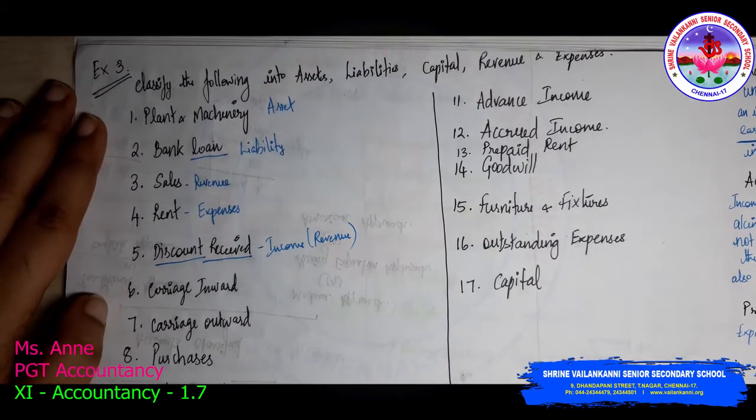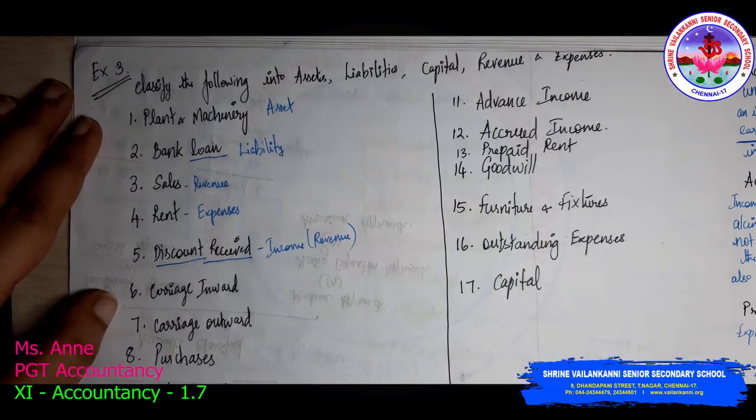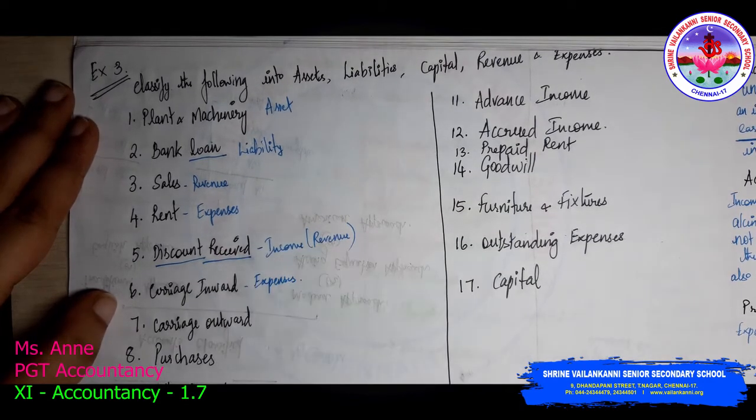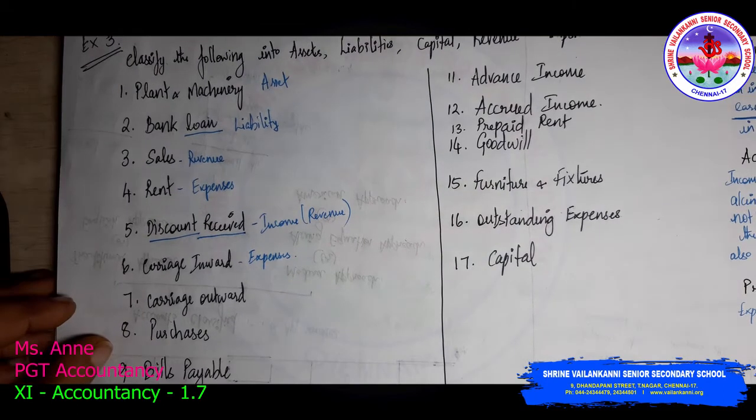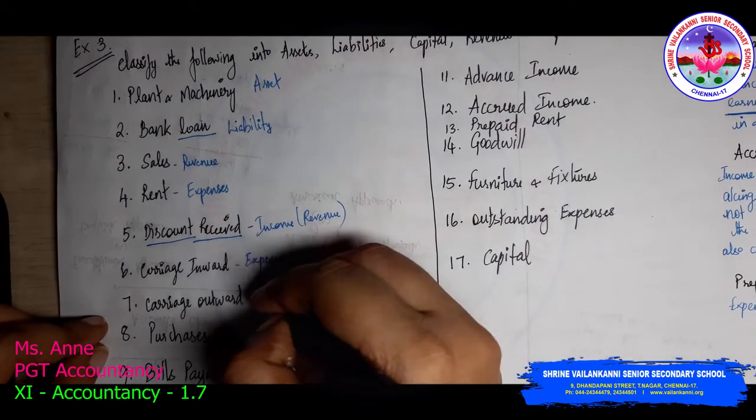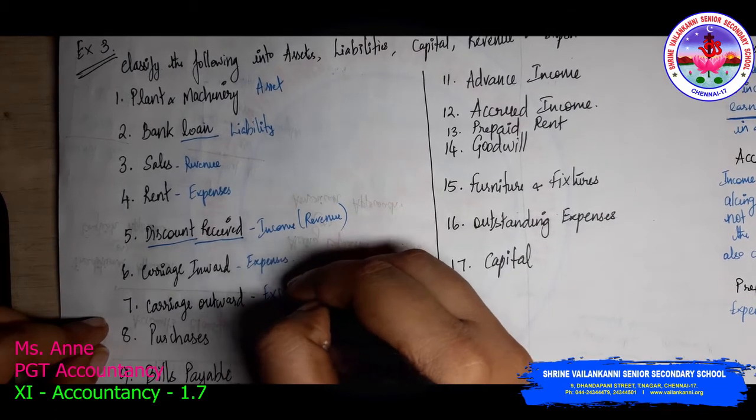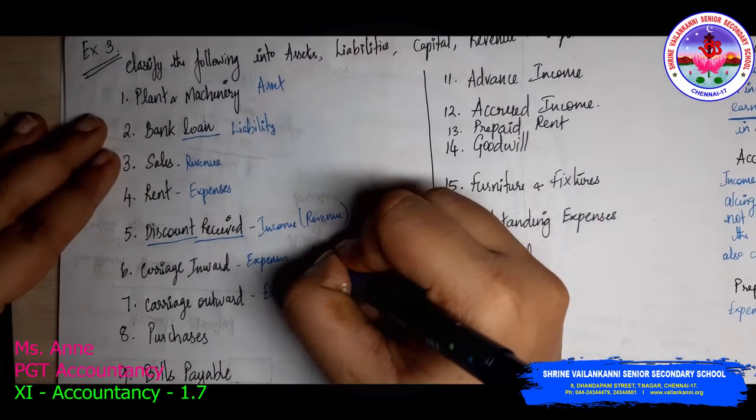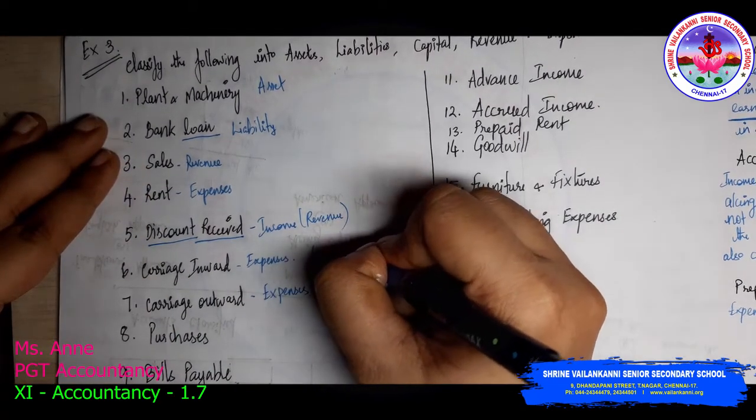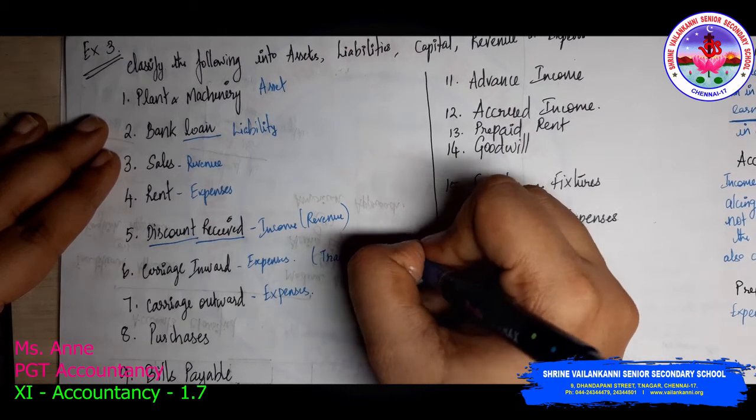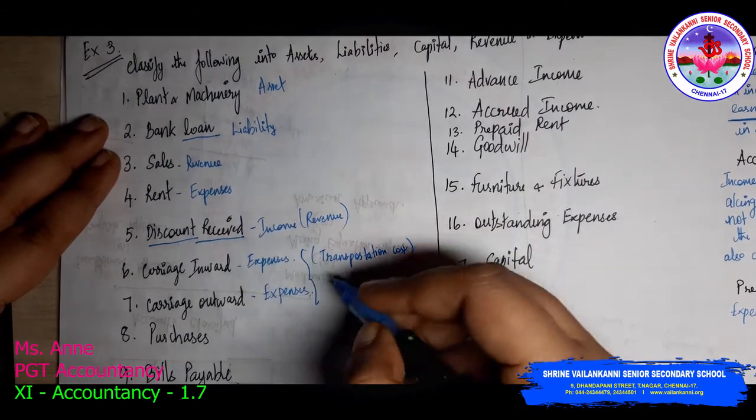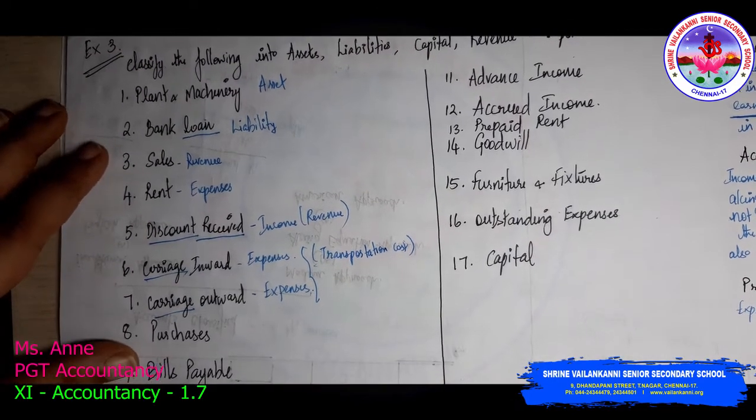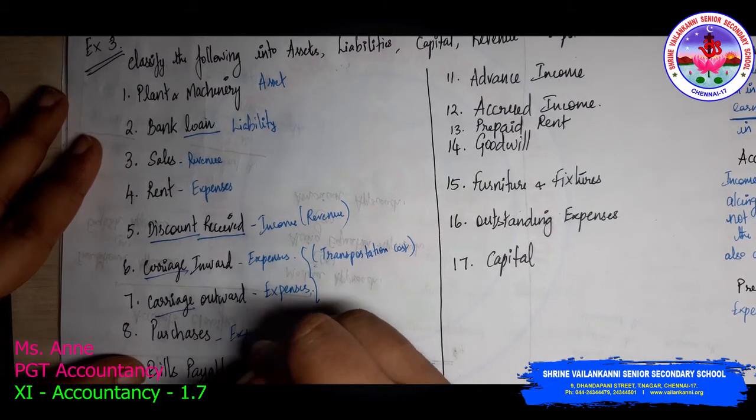Okay, then carriage inward is an expense. Carriage inward is an expense. Carriage outward is also an expense. Carriage is nothing but the transportation cost. So these are called transportation cost. Carriage means transportation cost. Then purchases. Purchases is an expense.